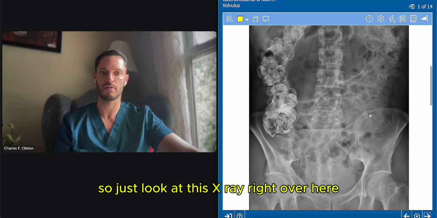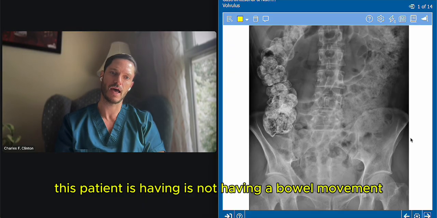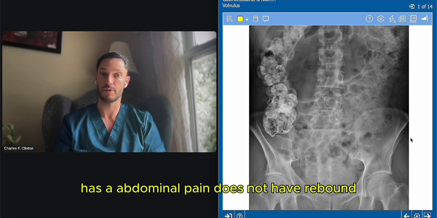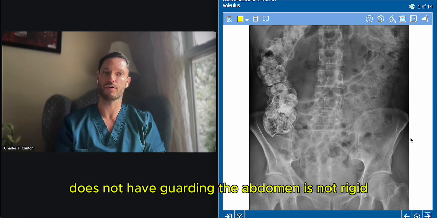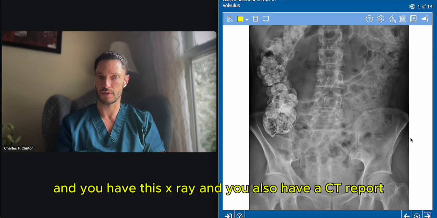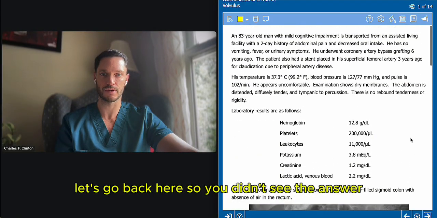So just look at this x-ray right over here. Think about it. I'm just going to give you the basic information. This patient is not having a bowel movement. The patient has a distended abdomen and abdominal pain, does not have rebound, and the abdomen is not rigid. But yes, there is diffuse abdominal pain, and you have this x-ray. You also have a CT report, so there's some information regarding the CT.